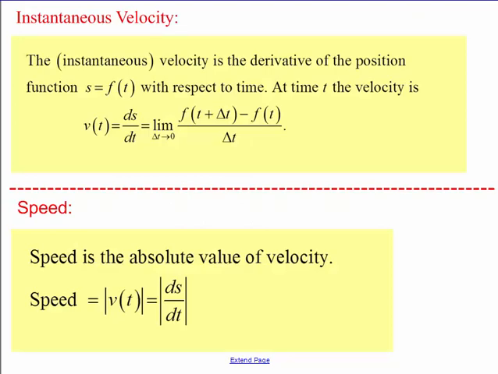Now our application having to do with velocity. So the instantaneous velocity is the derivative of position. So the derivative of position is our velocity function. And speed is the absolute value of velocity. So our speed is the absolute value of the derivative of position.